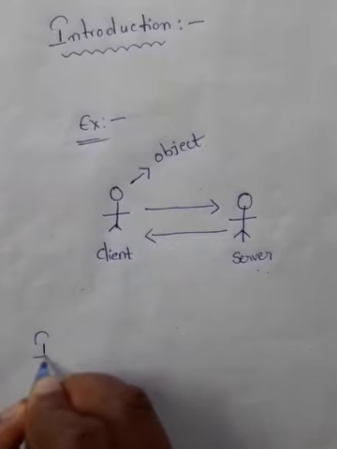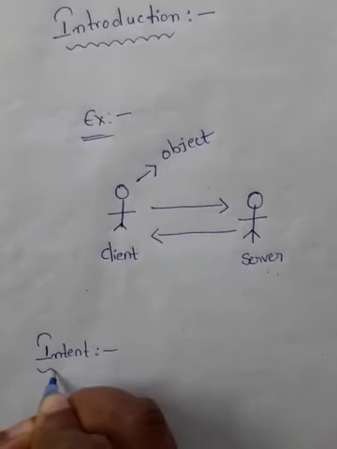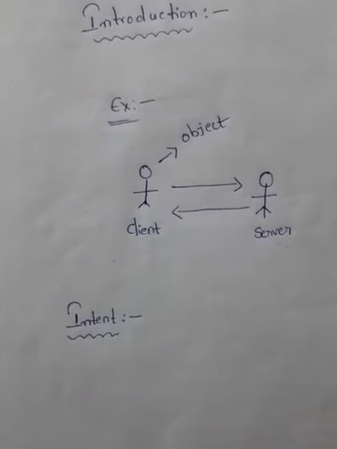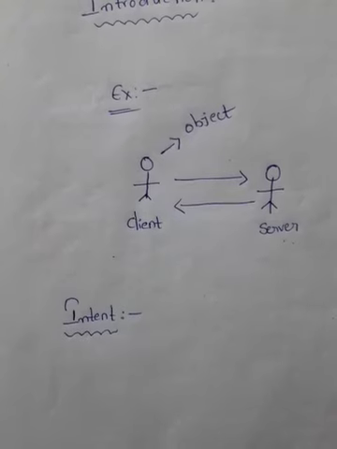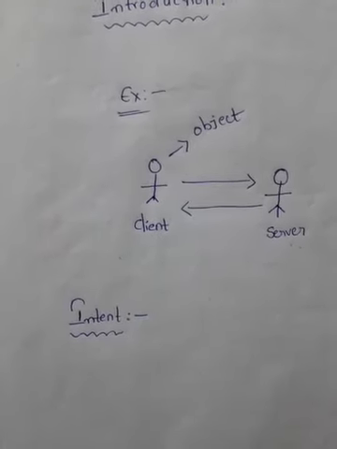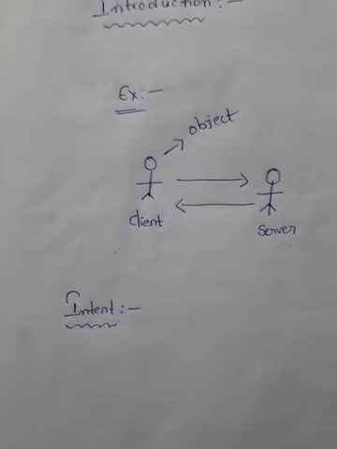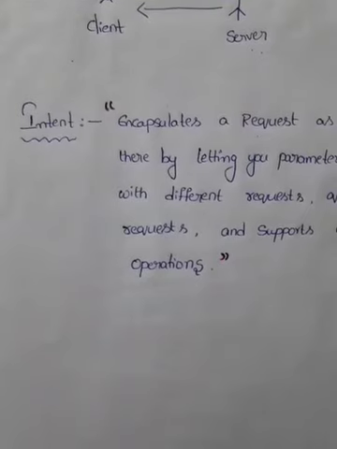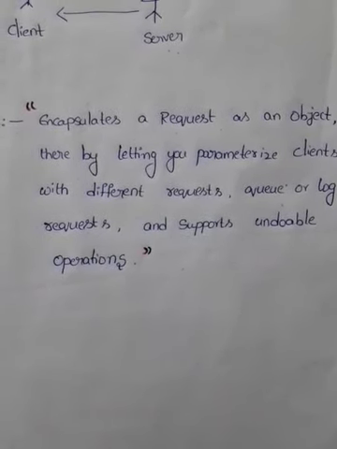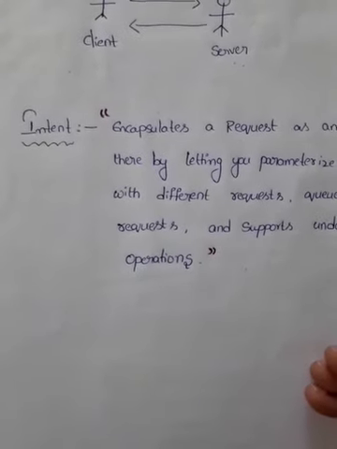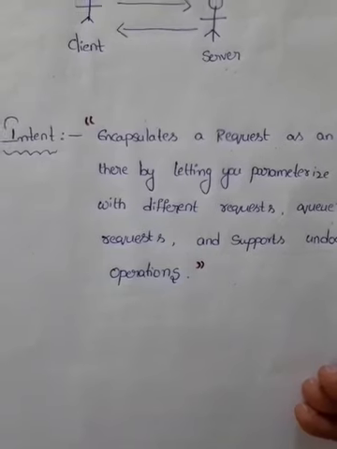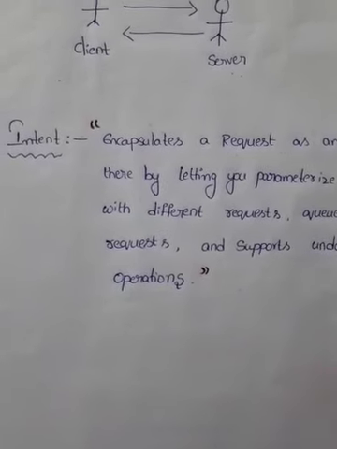Coming to the intent of this command pattern: it encapsulates a request as an object, thereby letting you parameterize clients with different requests, queue or log requests, and support undoable operations. The command pattern is also known as action and transaction.